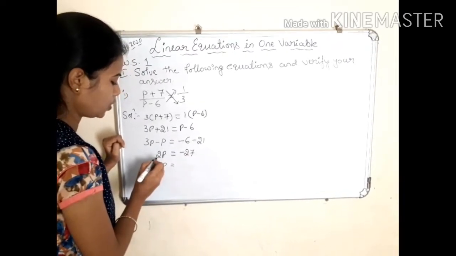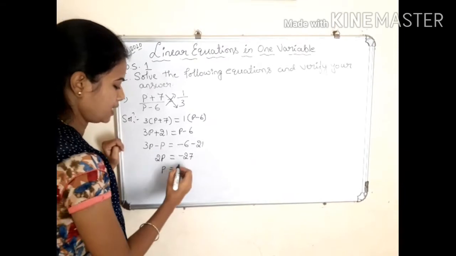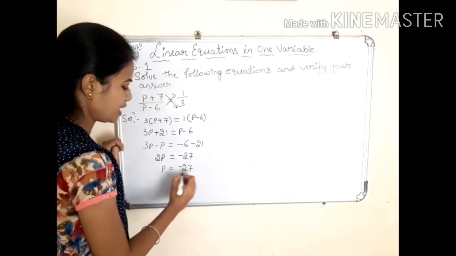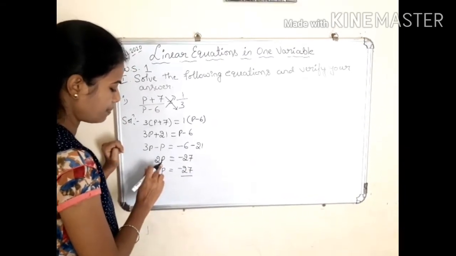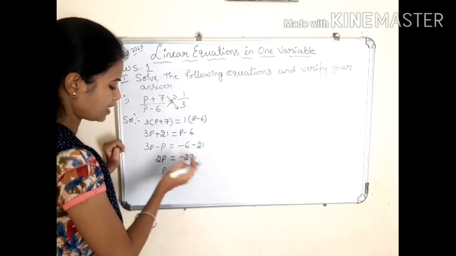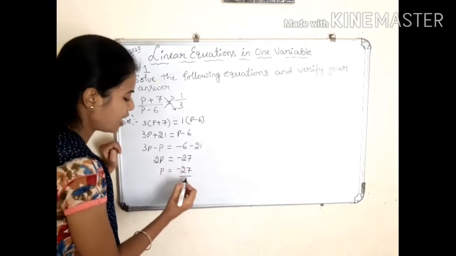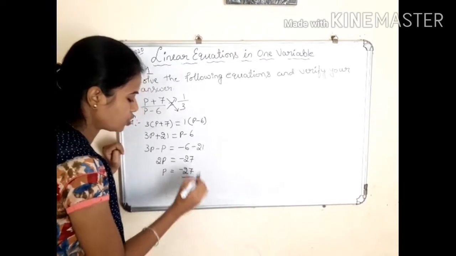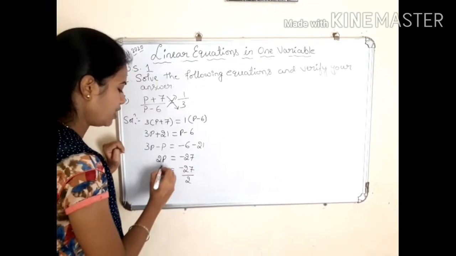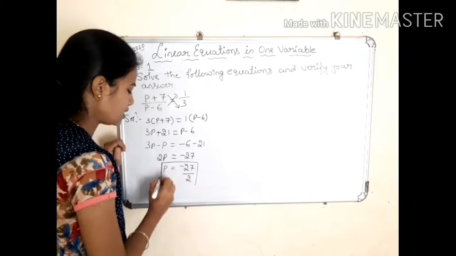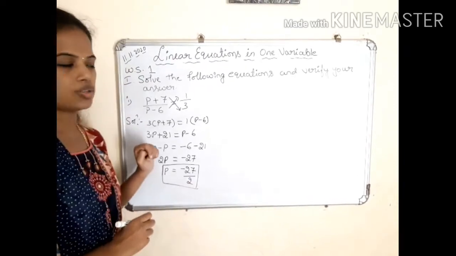p is with 2. The 2 you have to take to the RHS side. Minus 27 write as it is. Here p is multiplied with 2. When you take it to the RHS side, multiplication becomes division. Then divide minus 27 by 2. Then we got the p value as minus 27 by 2.